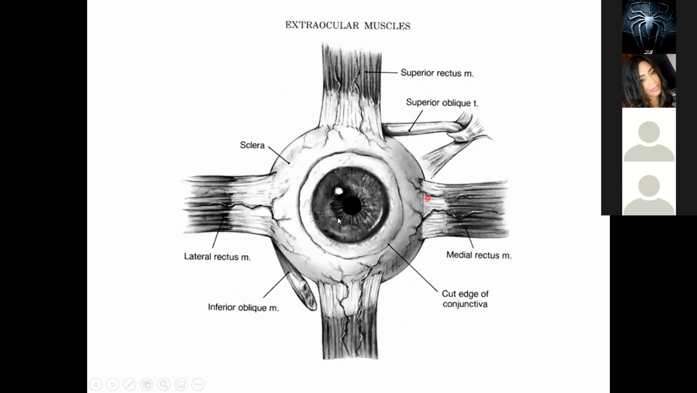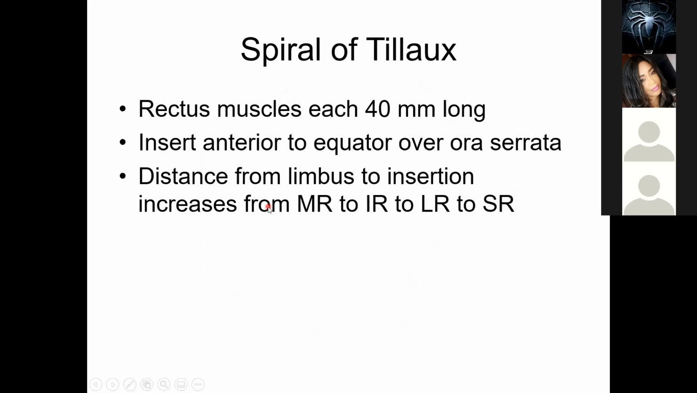What this means is that the medial rectus has the shortest distance to the limbus, followed by the inferior rectus, followed by the lateral rectus, followed by the superior rectus.